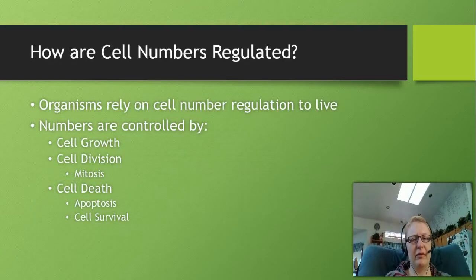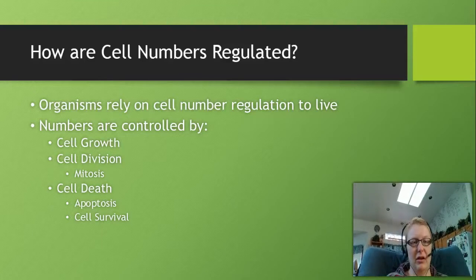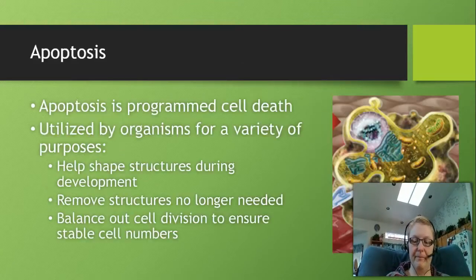So how are cell numbers regulated? Organisms rely on regulation of cell numbers in order to live. Otherwise, you're going to end up with all sorts of growths, or you're going to have the opposite effect where cells are not replaced that need to be after cells have died. And so cell numbers are controlled by three main things: cell growth, cell division, and cell death. We've talked about cell growth and cell division already, and cell death is what we're going to talk about now, where we talk about apoptosis and cell survival.